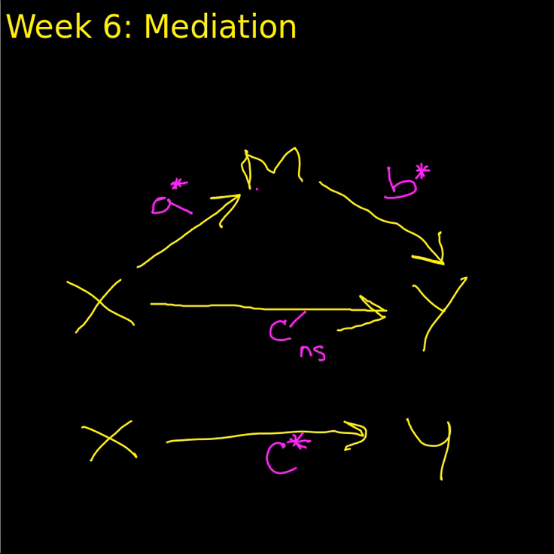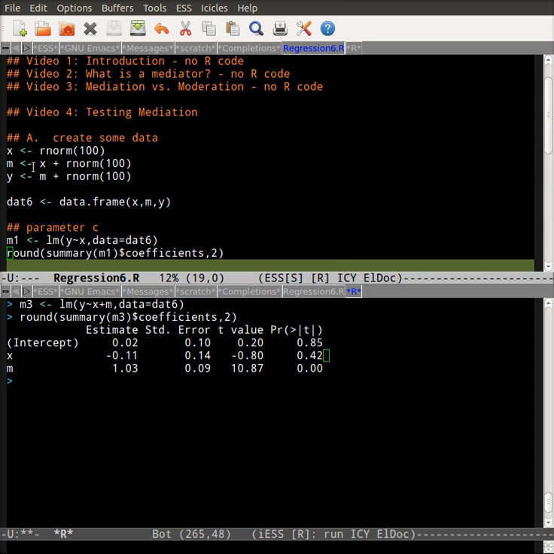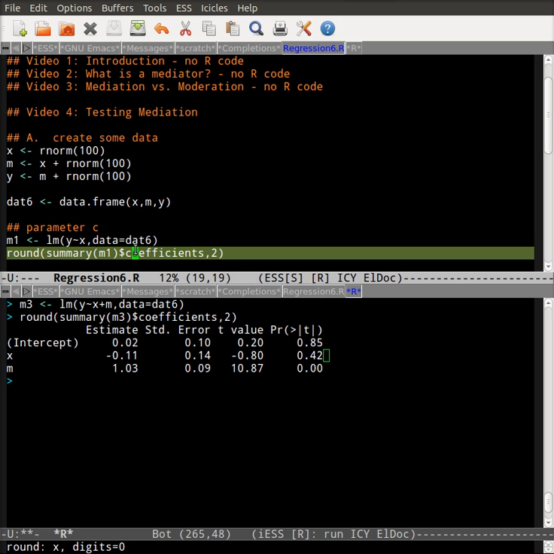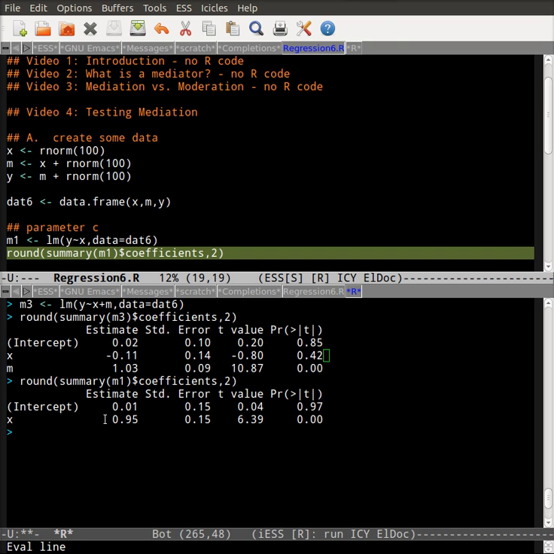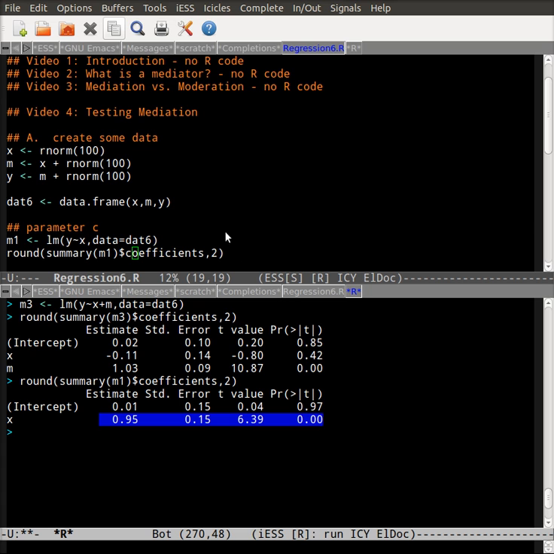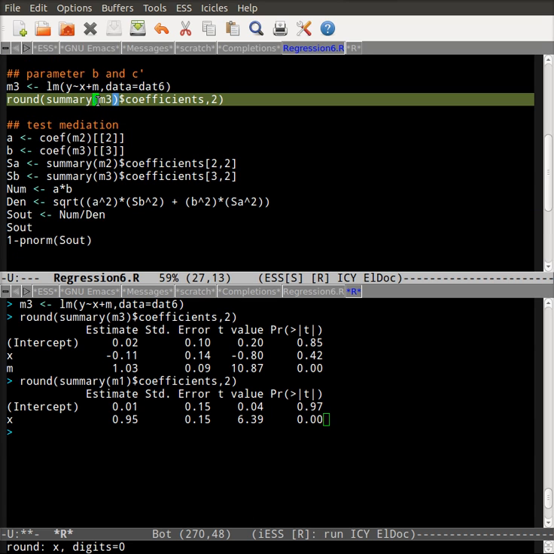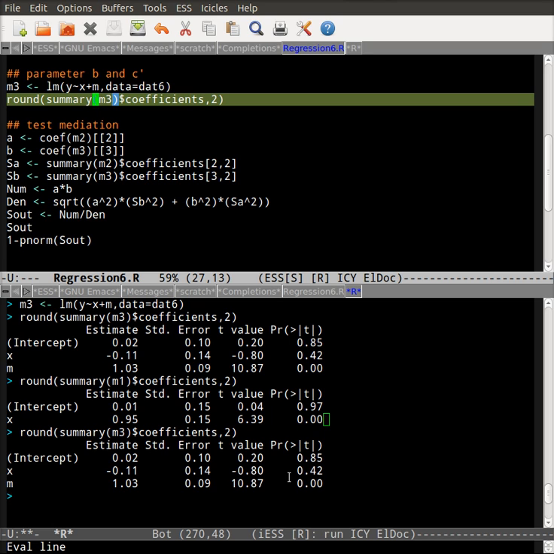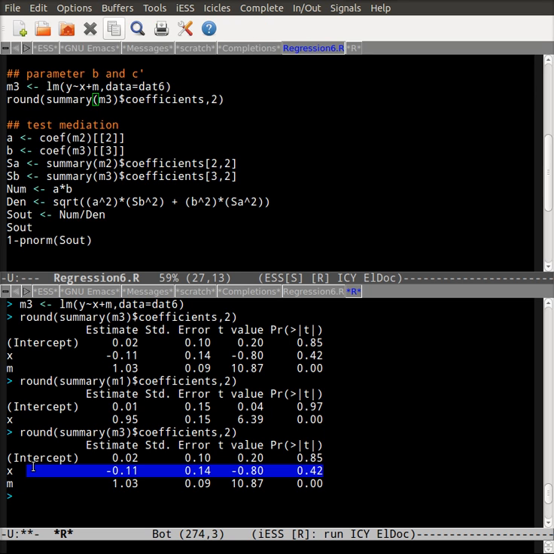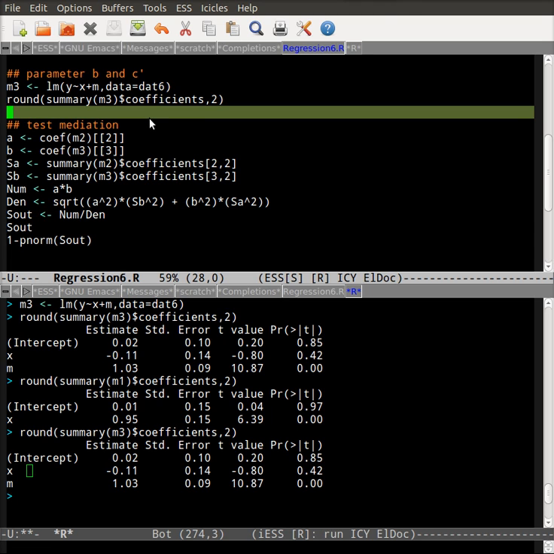Now I manufactured this data, and if you follow the logic of what I've done here, I created a random normal variable X, and then M is just X plus noise, and Y is M plus noise. So indirectly, X and Y have a relationship, as I've shown here. X and Y do indeed have a significant relationship. But when I include M in the model, the relationship between X and Y goes away. That's right here. That's my C prime.